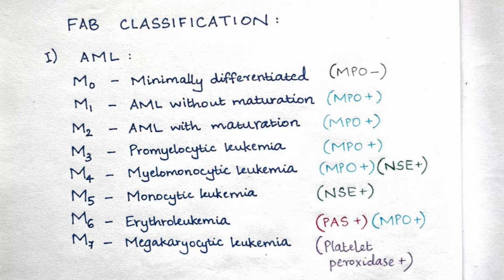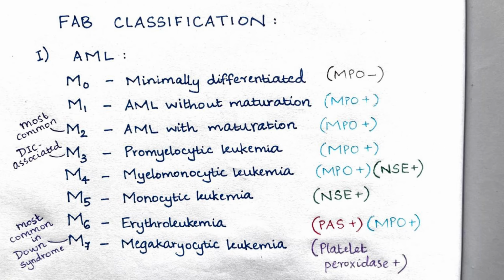On studying the cytochemistry of the cells in each type of AML, M1, M2, M3, M4 and the myeloblast component of M6 are found to be myeloperoxidase positive. M0 is myeloperoxidase negative. M4 and M5 are non-specific esterase positive, and the erythroblast component of M6 is PAS positive. PAS stands for periodic acid Schiff. M7 is platelet peroxidase positive.